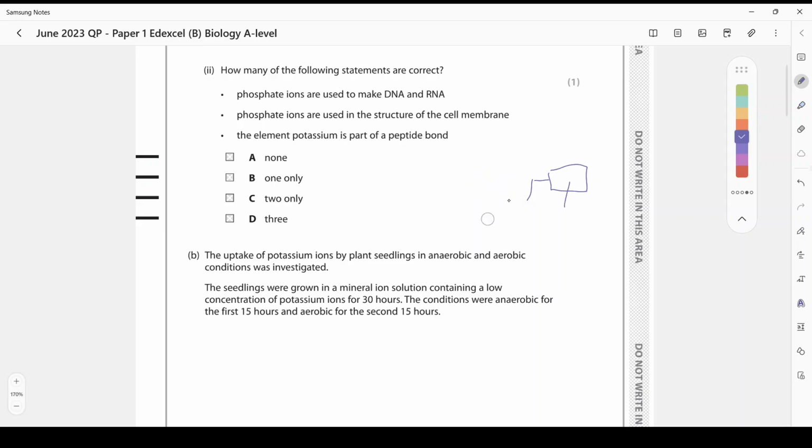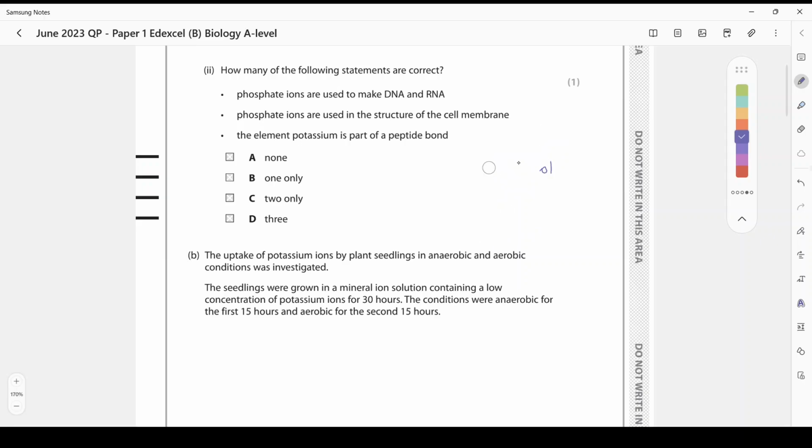Let's go over the second sentence. Phosphate ions are used in the structure of the cell membrane. That is correct. So if you recall a phospholipid, you have your glycerol, your two fatty acids, and then you'd have your phosphate group, which is your phosphate ion, and that's a part of the phospholipid that is hydrophilic.